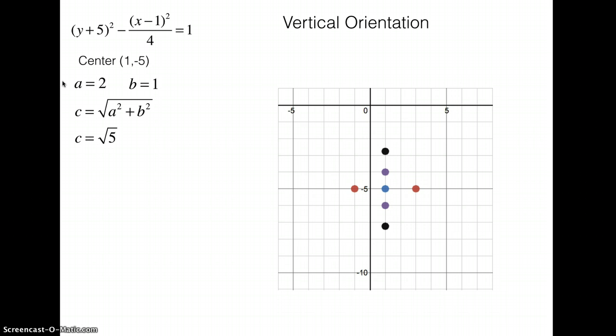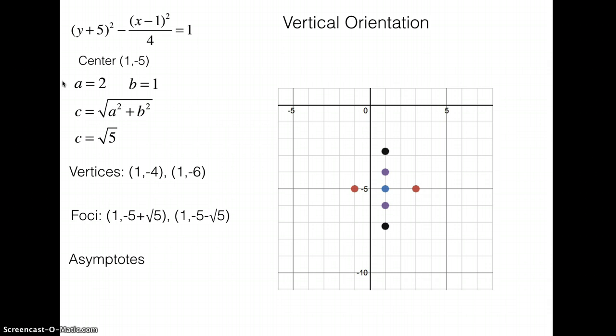purple coordinates. Our vertices this time are going to be the purple coordinates because those are the vertical from our center. And then we're going to add and subtract the square root of 5 from our center in the vertical direction to find the focal points. The asymptote for this one is plus or minus 1/2 x minus 1 minus 5.